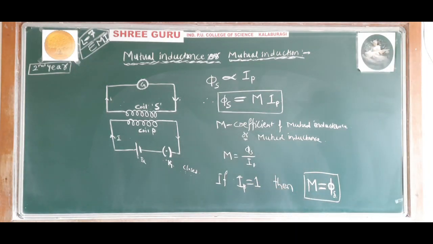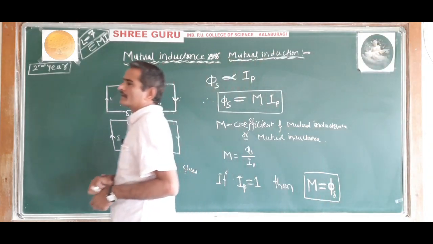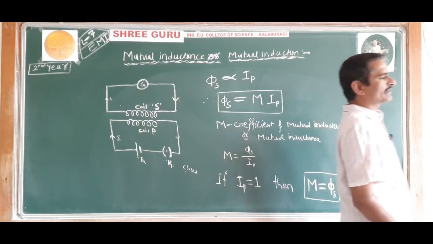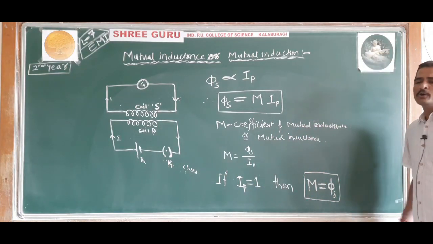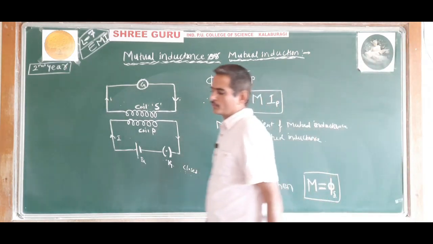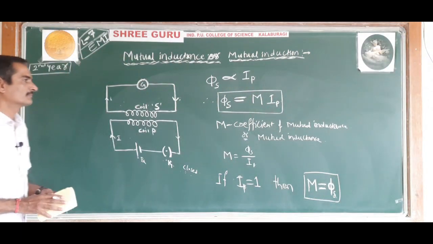Understood? The mutual inductance of a pair of coils or circuit is numerically equal to the magnetic flux linked with the secondary coil when unit current flows through the primary coil. Understood? So now another way.